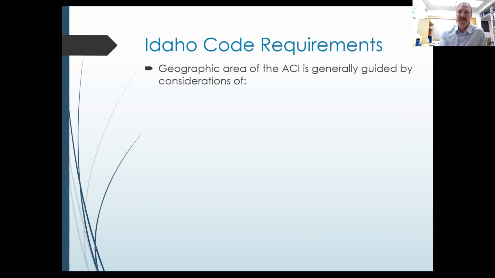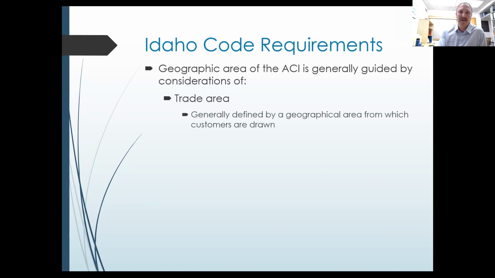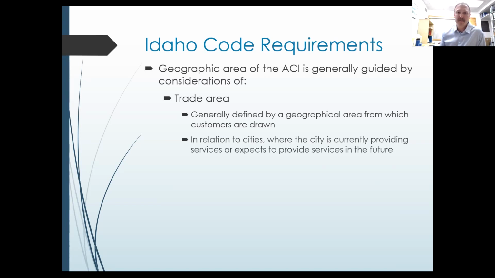So then it directs us to the geographic area. How do you define what that boundary looks like? The first one they consider is trade area. Well, really, what is trade area? There's no definition. We just have the word in the statutes. It's generally defined as a geographical area from which customers are drawn, looking at the dictionary definition. So, for cities, really it's just where the city is currently providing services or expects to provide services into the future.